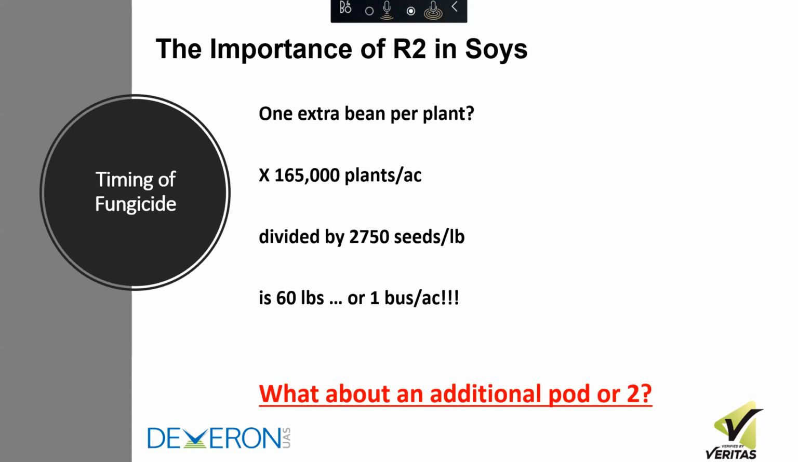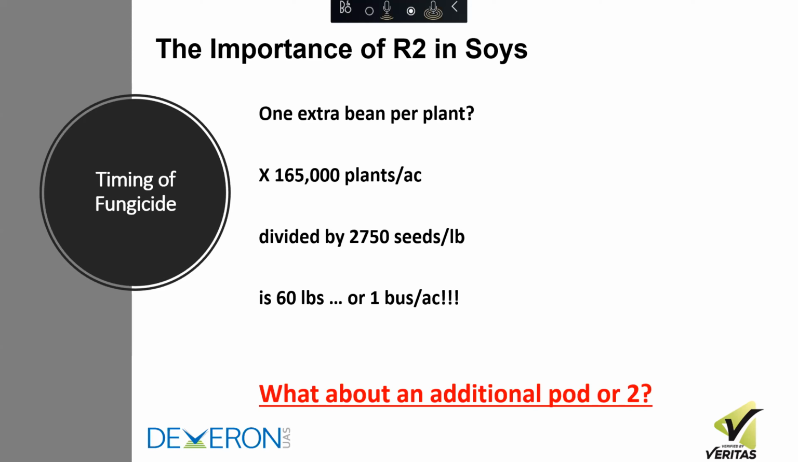Now, imagine if you can save an extra pod or 2. Soybeans will abort, I've seen numbers as low as 60% of their flowers, and I've seen numbers as high as 85% of the flowers will not form a pod. So if you can just save 1 or 2 flowers, you're adding up 5 to 6 bushels pretty darn quick.